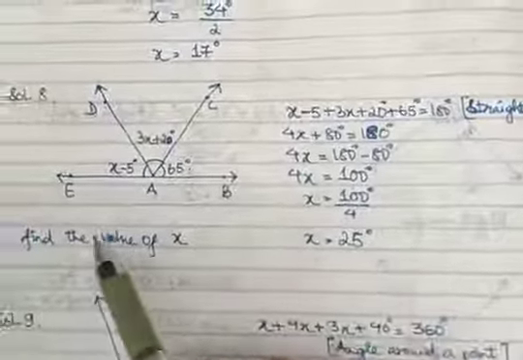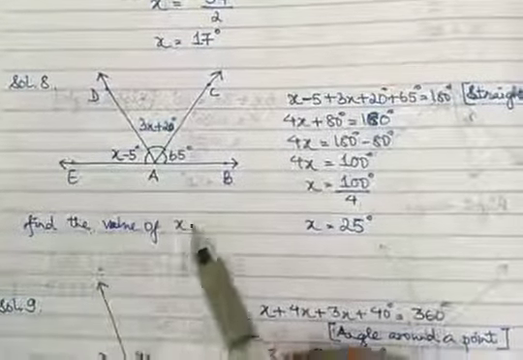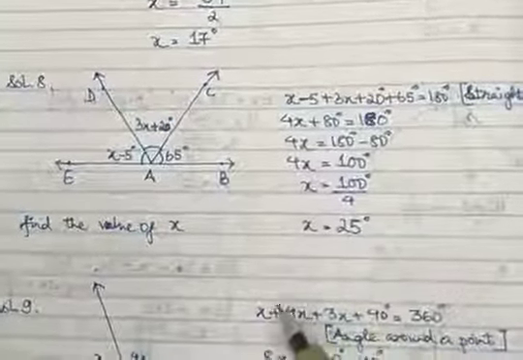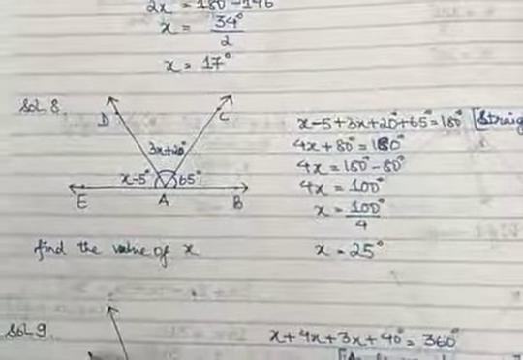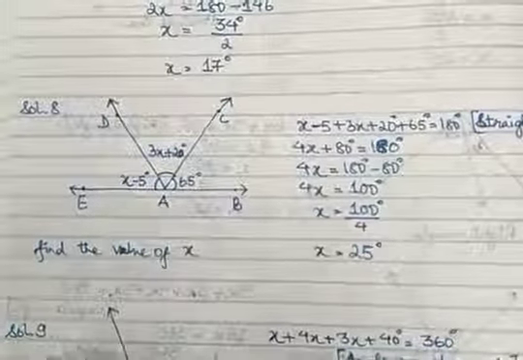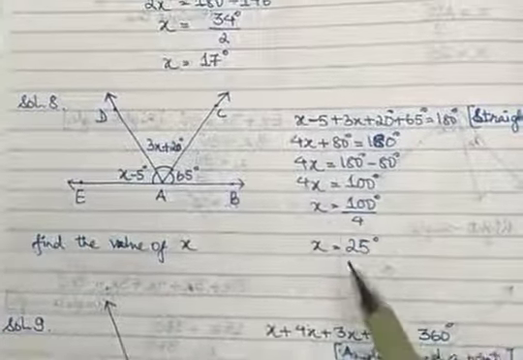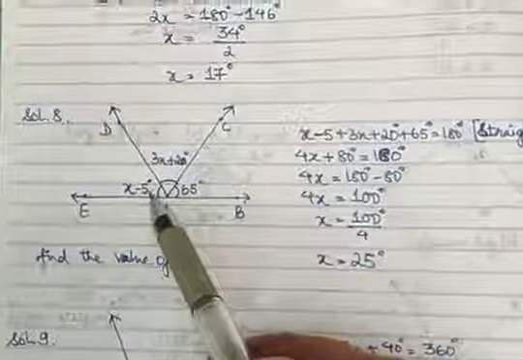All we needed to do was find the value of x. That's what we got. x is 25 degrees. So we are done here. No need to go for the angles and all, isn't it? If the question stated that find the angles as well, then you have to go further.